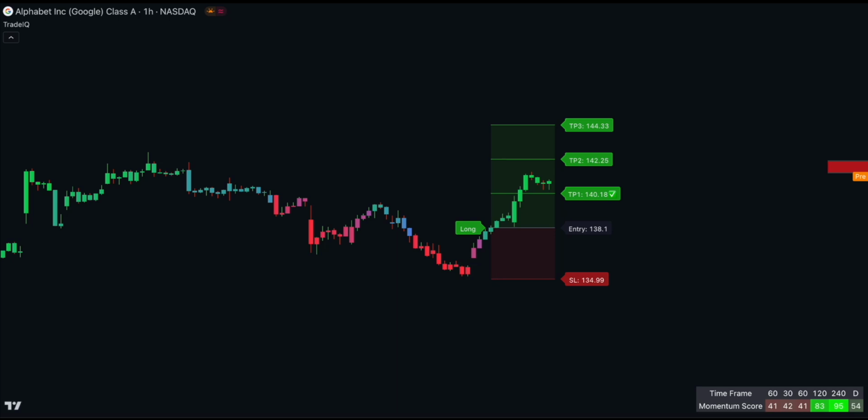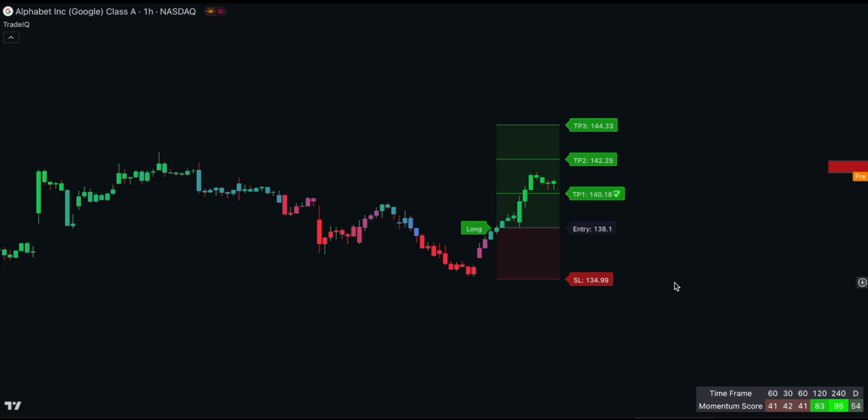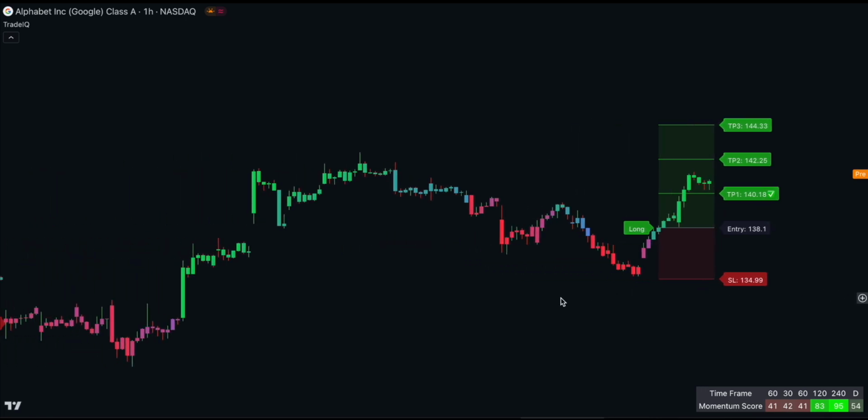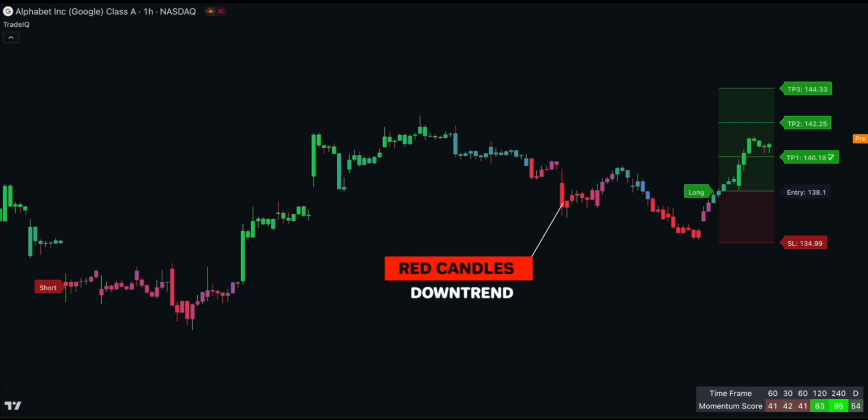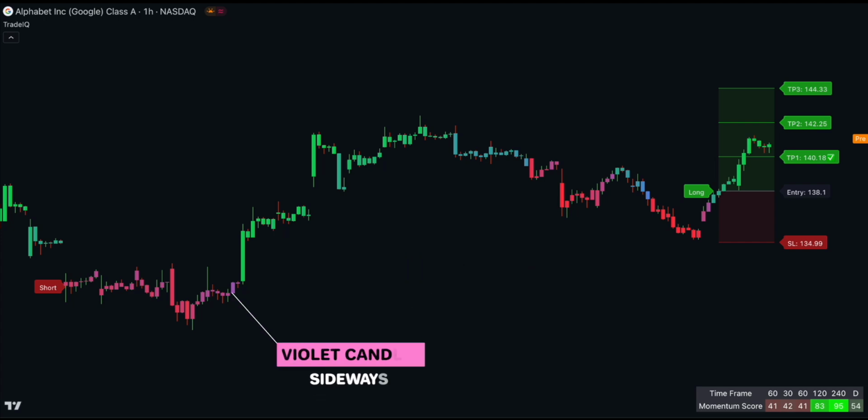For a better visual understanding of market sentiment, the indicator also colors candle bars. In an uptrend or bullish market, the candle bars are typically colored green to indicate positive momentum. Conversely, in a downtrend or bearish market, the candle bars are colored red to indicate negative momentum. In a ranging market, the bars are usually violet. This color scheme helps you quickly assess the overall market trend.